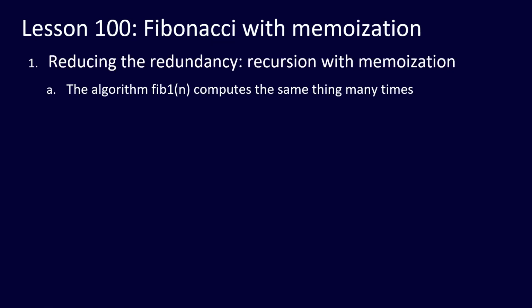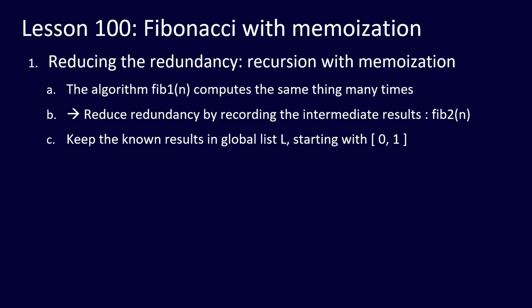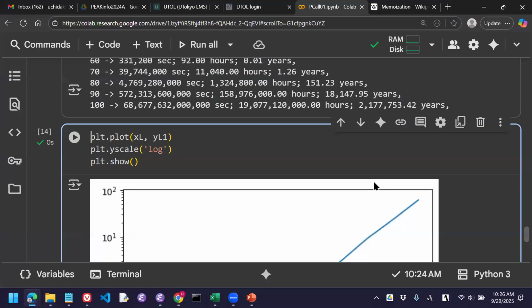The problem with fib1 is that it computes the same thing many times, right? To calculate fib10, we need to calculate fib9, and to calculate fib9, we need to calculate fib8, and it will be done many, many times. So we can reduce redundancy by recording the intermediate results. Here, we will implement this idea as fib2 of n. Okay, let's do that. The idea is to keep the known results in global list L, starting with 0, 1. So very simple. Let's try this.